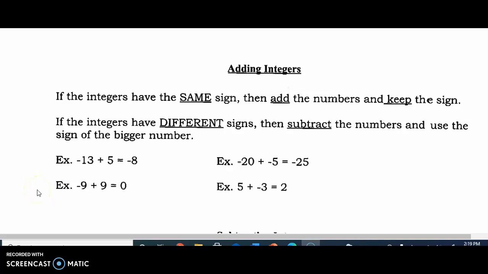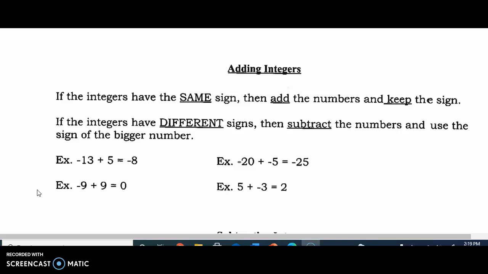Adding integers. When you go to add negative numbers, it's important that you understand how to do it properly so you get the correct answer. So in adding integers, let's take a minute and open our notebook and put this in our notebook.